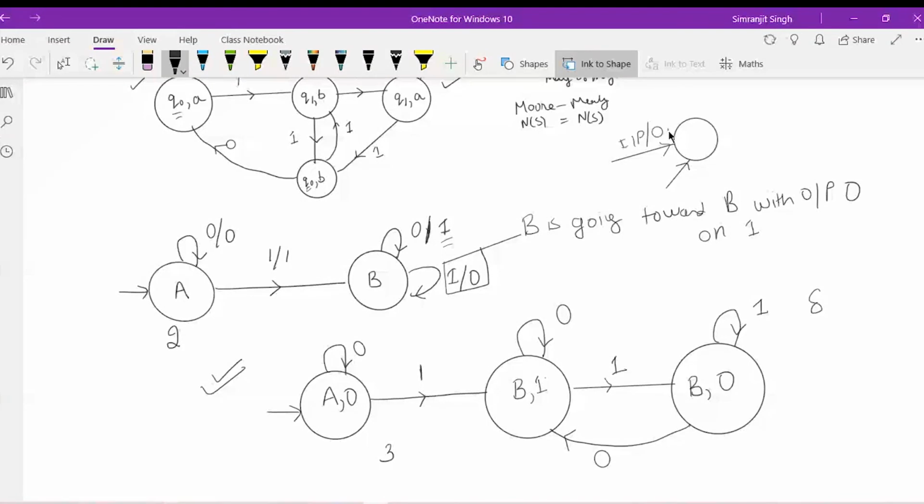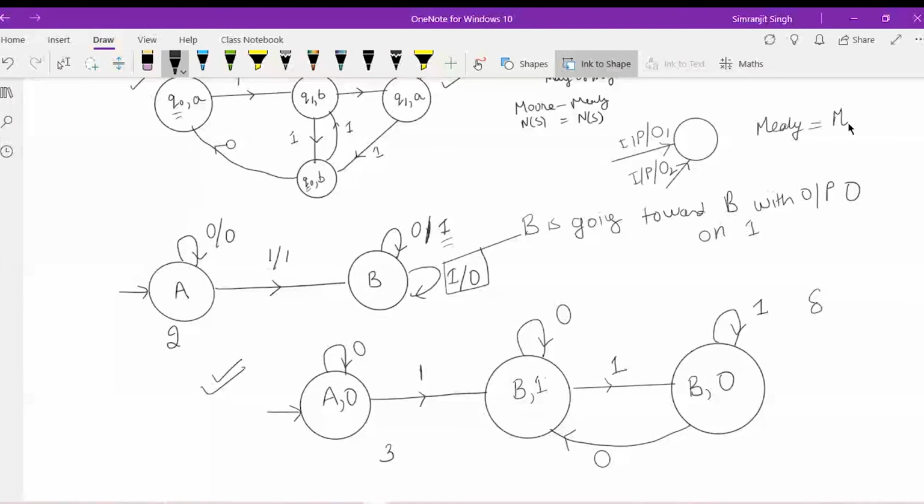So if this is input, this is output 1, this is input, and this is output 2. If they contain the same output, you have no problem, but if they contain different outputs, then you might face a problem. So that is why you have to go with this. Keep that in mind for the Mealy to Moore conversion.